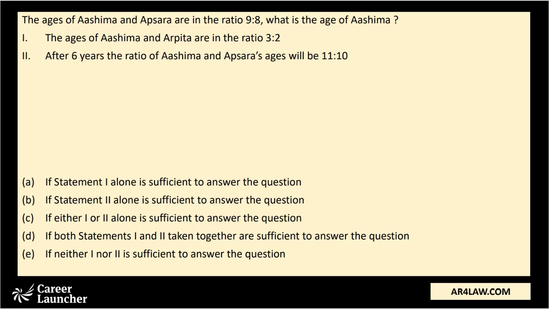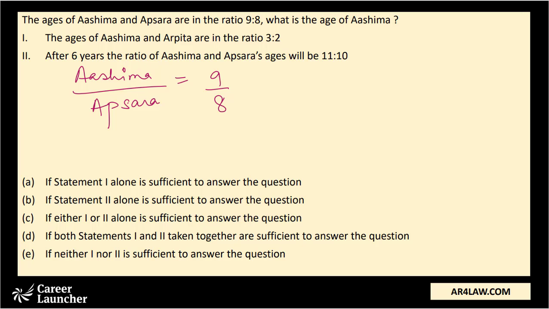So here we have a question. The ages of Ashima and Apsara are in the ratio 9:8. What is the age of Ashima? So the data given in the problem statement is that Ashima and Apsara, their ages are in the ratio 9:8, and we need to give an answer about what is Ashima's age.